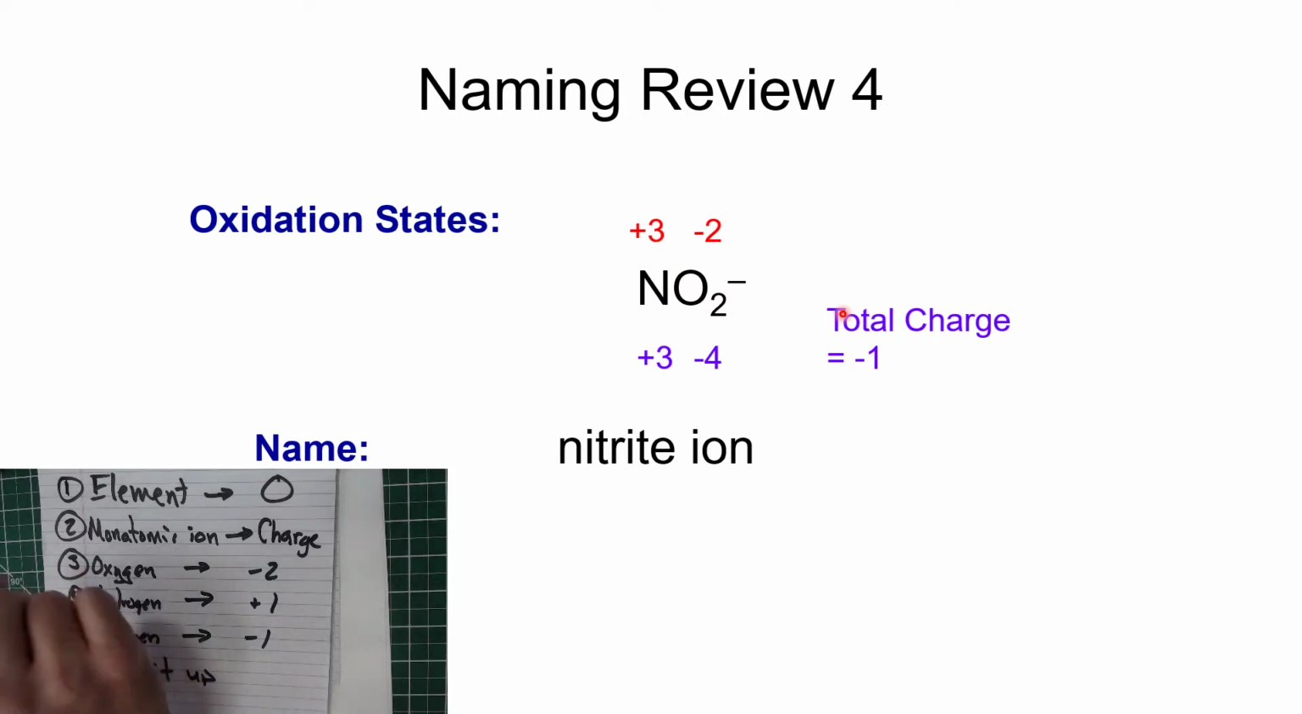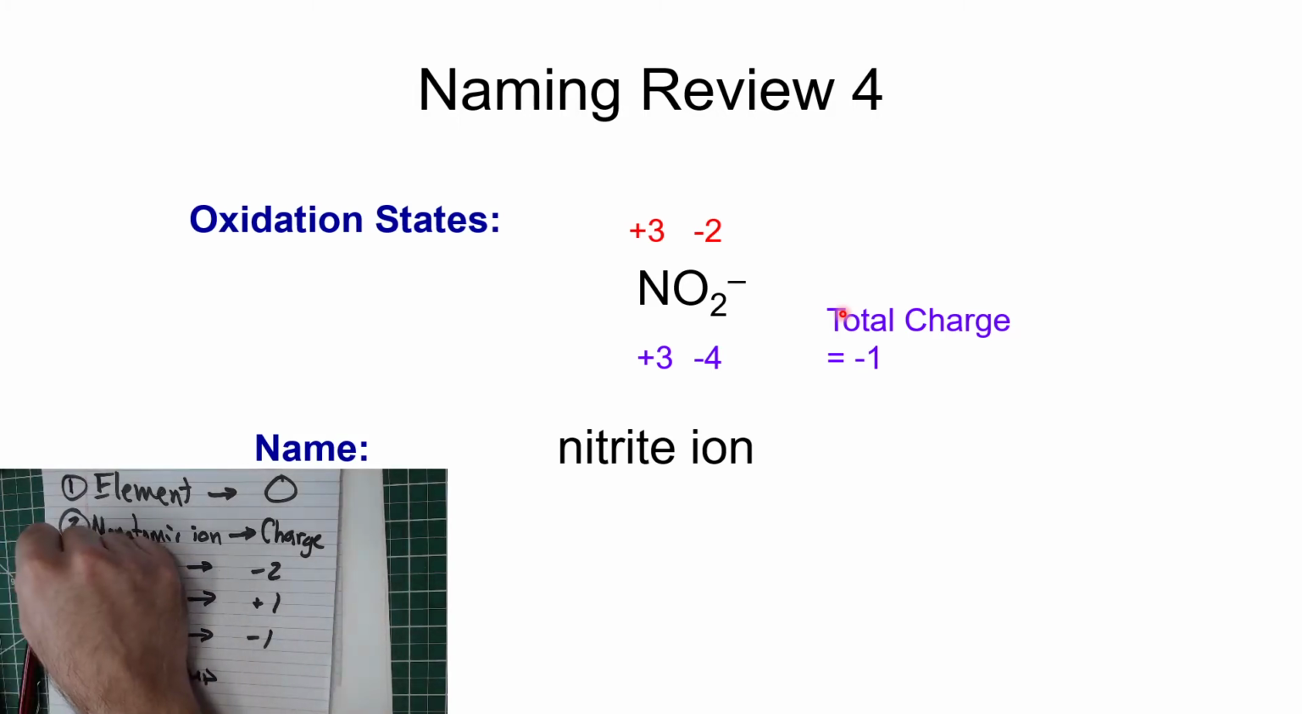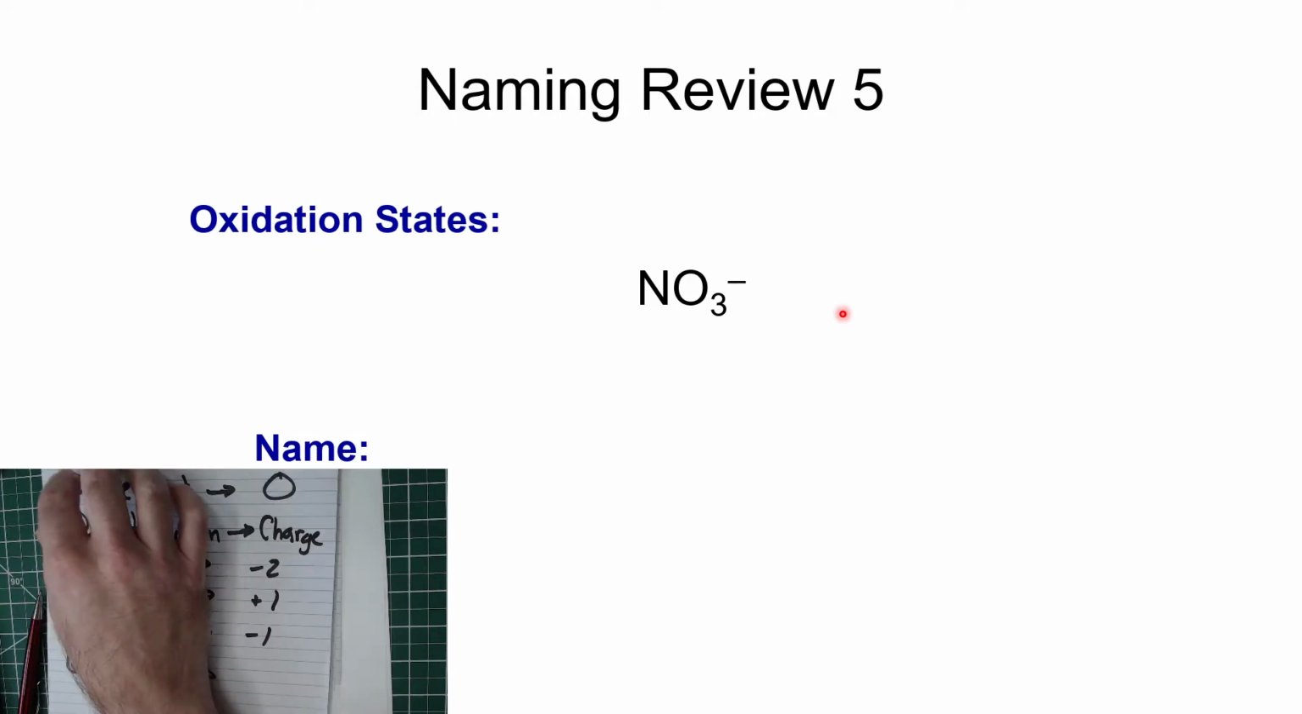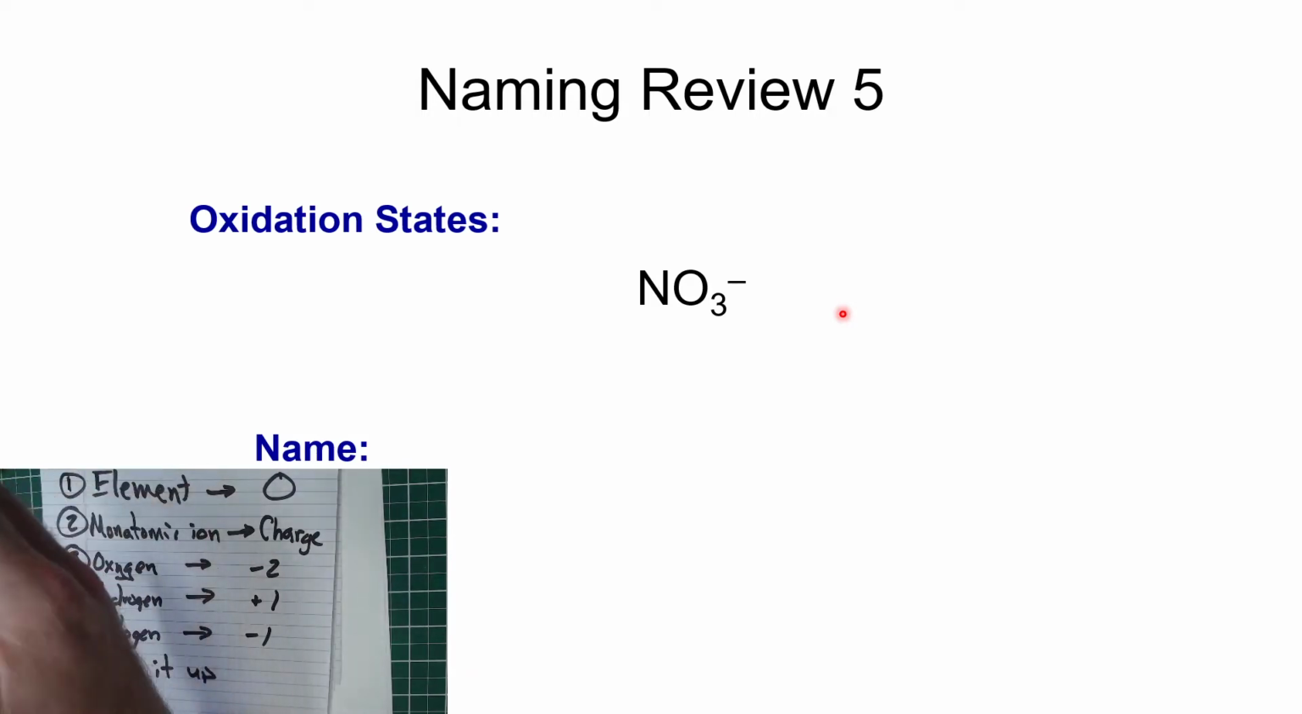Now, write that down. Put down nitrite, put down NO2 minus, and then above the nitrogen, put +3, because on the next one, we're going to compare this. Okay. So our next one is NO3 minus, which, as you probably know, is called nitrate. That is correct if you said that.